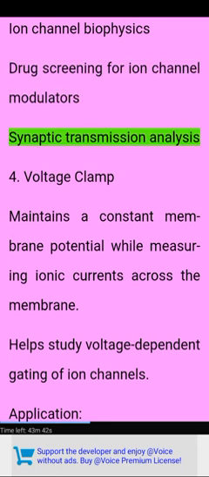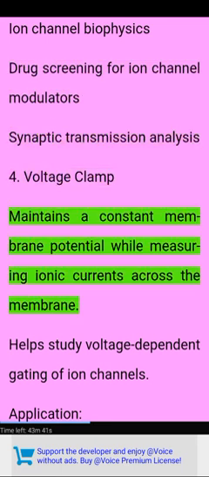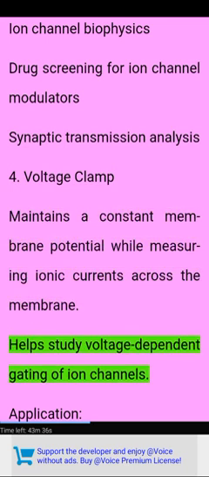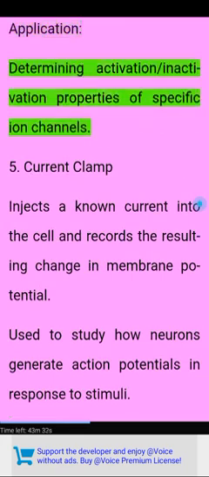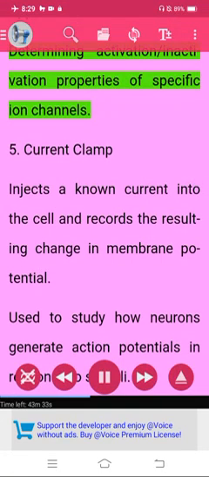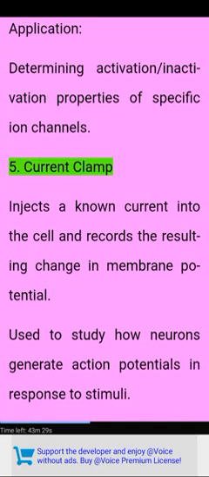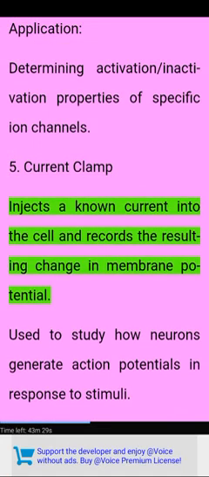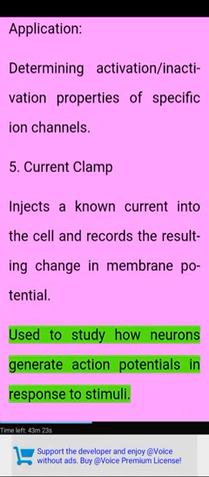Applications: ion channel biophysics, drug screening for ion channel modulators, synaptic transmission analysis. 4. Voltage clamp. Maintains a constant membrane potential while measuring ionic currents across the membrane. Helps study voltage-dependent gating of ion channels. Application: determining activation and inactivation properties of specific ion channels. 5. Current clamp. Injects a known current into the cell and records the resulting change in membrane potential. Used to study how neurons generate action potentials in response to stimuli.